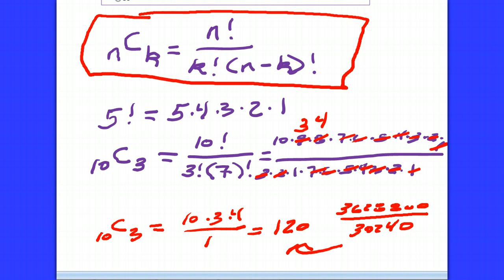I hope this has helped. At least you know the word combination now, and you can also Google that, look it up, and see if you can find more videos on how to calculate combinations when doing probability.